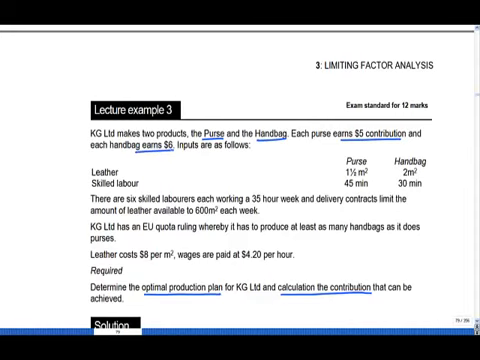We've then got our leather and our labour. Now in terms of the labour that's available, we have 6 skilled labourers, each working a 35-hour week, so we have 210 hours available. In terms of leather, maximum of 600. We've also then got an EU quota. We have to produce at least as many handbags as purses.